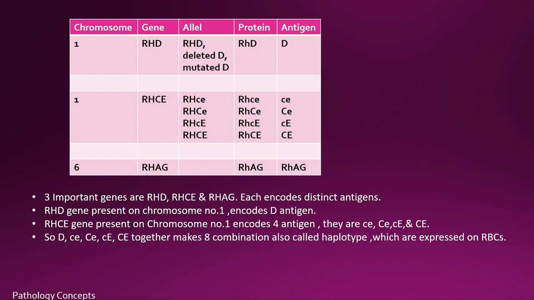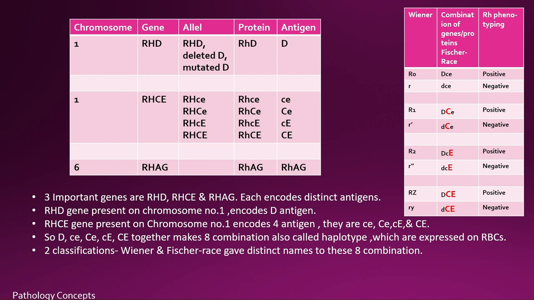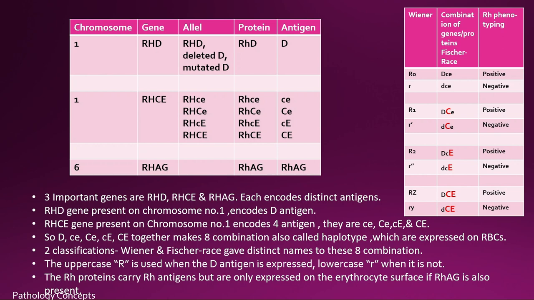Capital D along with these four combinations makes 8 combinations, also called haplotypes, which are expressed on the RBC surface. Two classifications, Wiener and Fisher-Race, give distinct names to these 8 combinations. The uppercase R is used when the D antigen is expressed and the lowercase r is used when it is not expressed. The Rh protein carries the Rh antigen, but they are only expressed on the erythrocyte surface if RhAG is also present. RhAG is Rh associated glycoprotein.